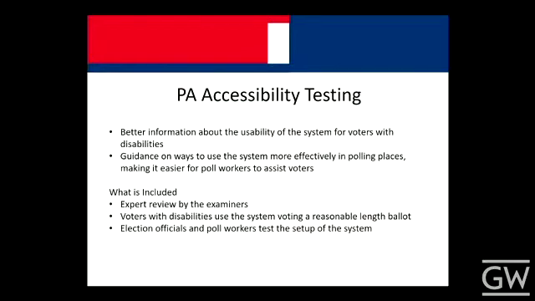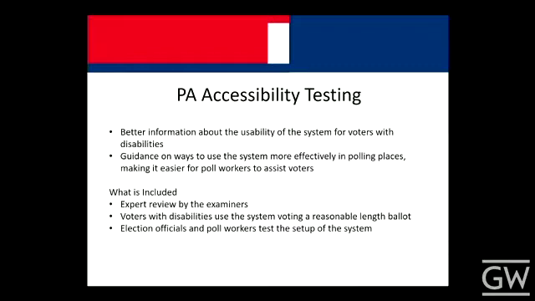And in step 2, we have voters with disabilities come and use the system, voting a reasonable-length Pennsylvania-specific ballot. The ballot and the voting variations are chosen by the examiner, and they are all carefully chosen to make sure that we study specific user interactions with the system.